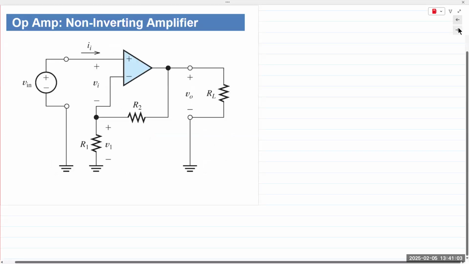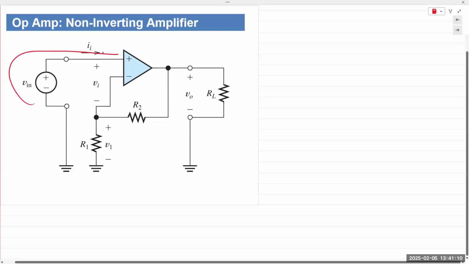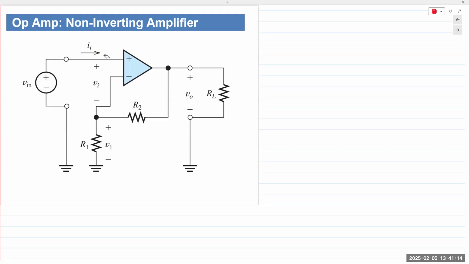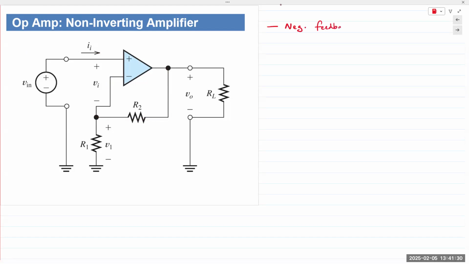All right, let's look at the non-inverting amplifier. In the non-inverting amplifier, the input is applied directly to the non-inverting terminal. Negative feedback still exists. You're taking the output and feeding it back into the inverting terminal. So negative feedback still exists. Negative feedback verified.